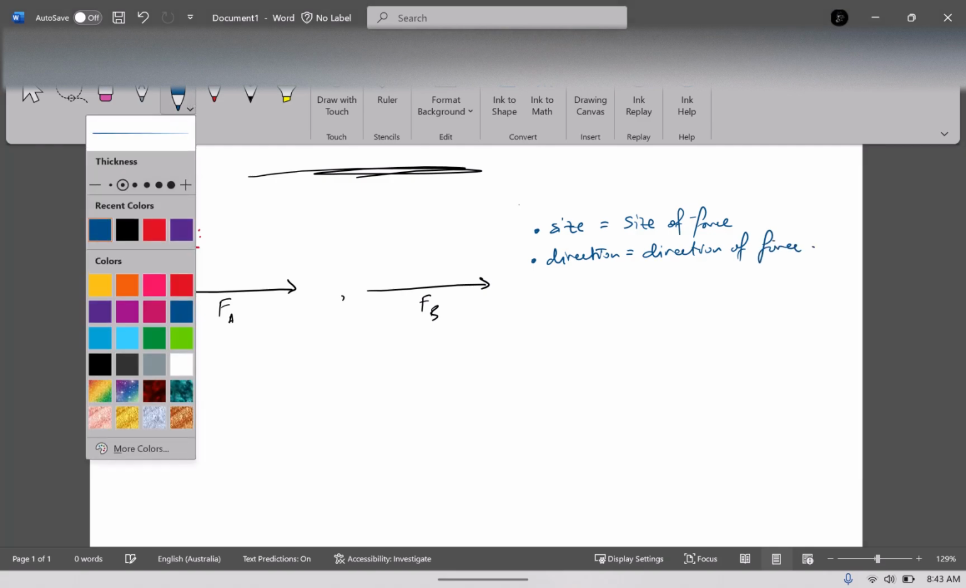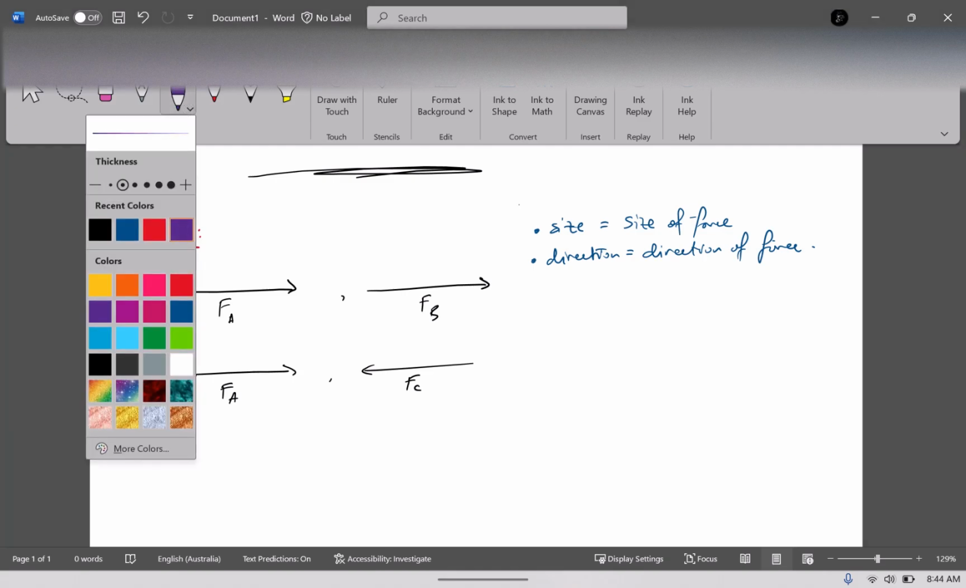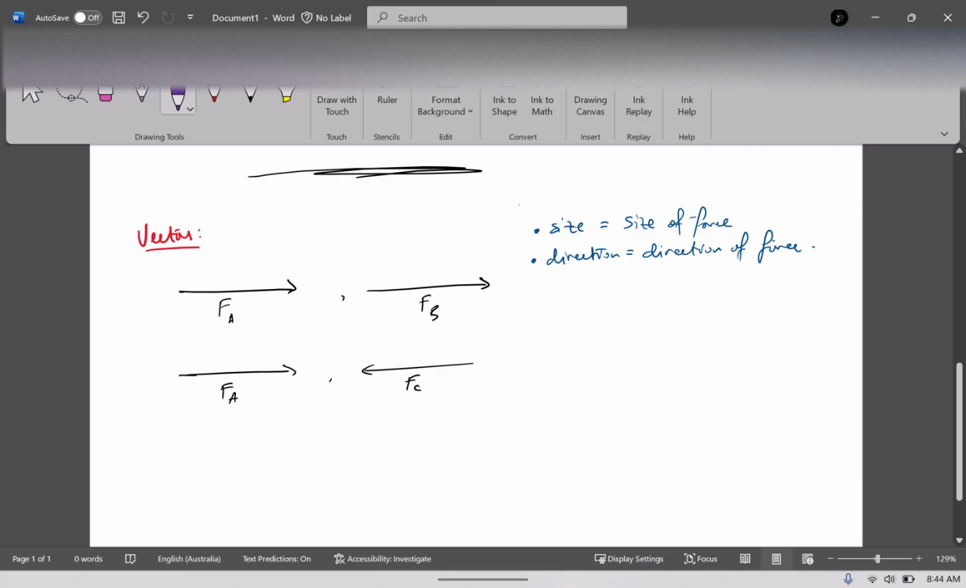Here's another example. Please write with me. So this is F A again, and this is force C, F C. What's the difference between these two, and what's similar about these two? Again, pause for a second and think about it. Hopefully you would agree they are the same size of force, but they're pointing in opposite directions. Now, when I say size of force, I mean they are literally measured to be the same magnitude.